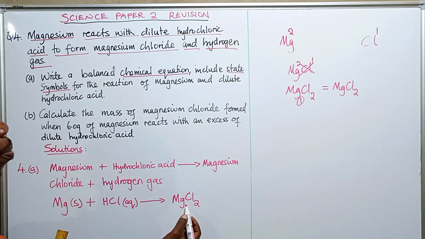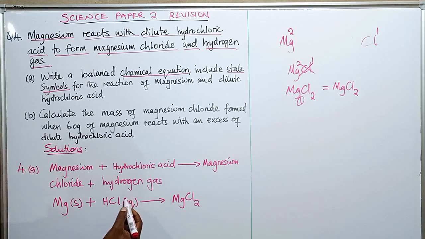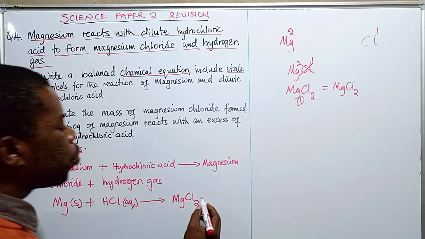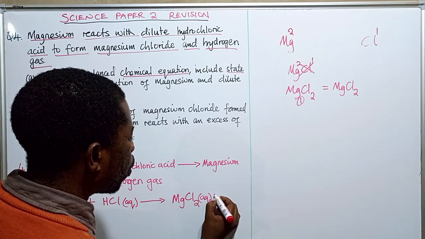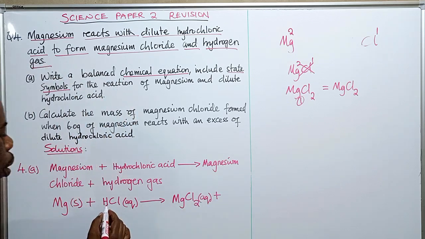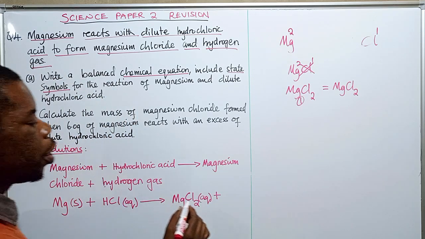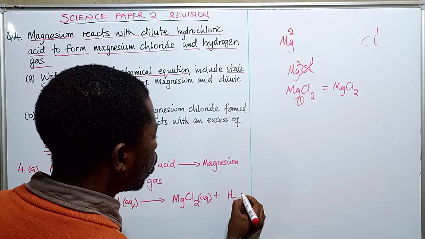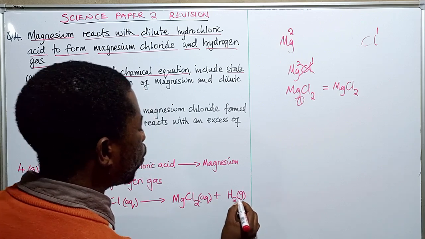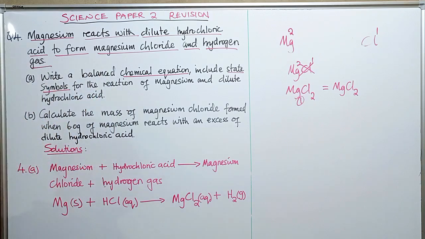Then what state will this be in? Since it is magnesium that reacted with hydrochloric acid, magnesium and the hydrochloric acid will form magnesium chloride, which will be in aqueous state, written as aq here like that. Then plus hydrogen gas, it is written like H2. Since it is a gas, we put g to mean that it is in the gaseous state. So this is a chemical equation.